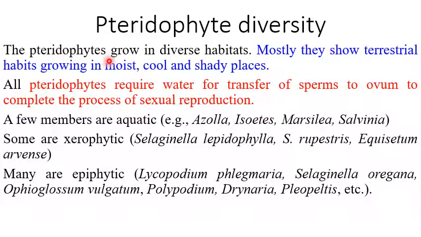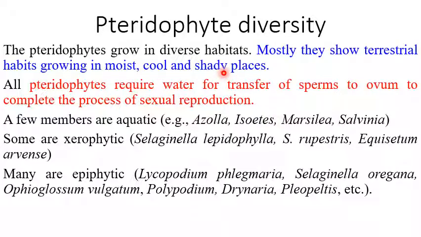The pteridophytes grow in diverse habitats. Mostly they show terrestrial habits, growing in moist, cool and shady places. This characteristic is very important. They generally like to grow where the place is moist, where the place is cool and it is shady.